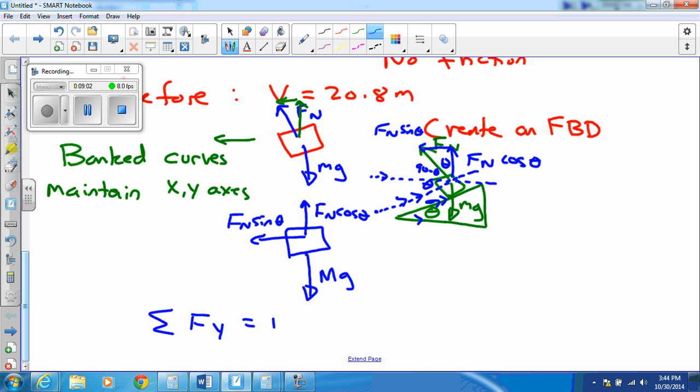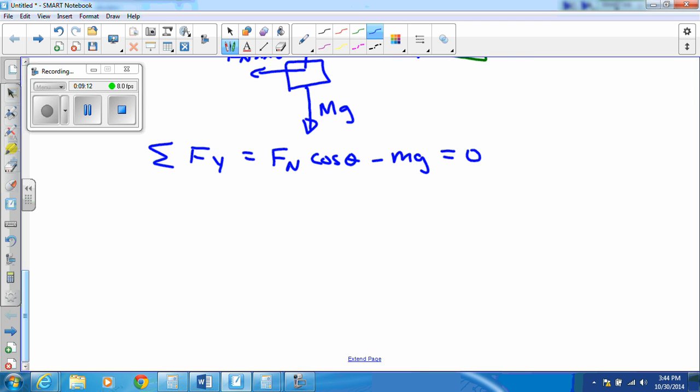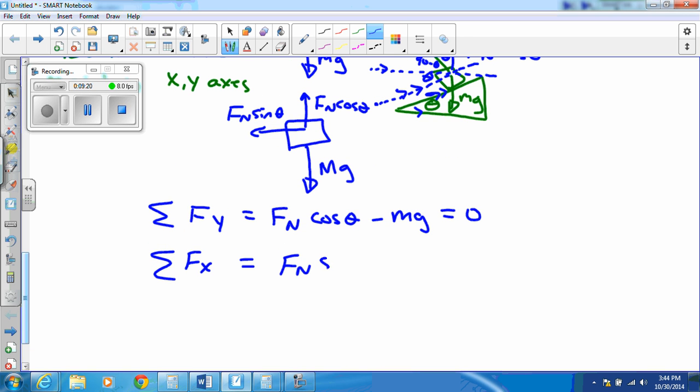This allows us now to do sum of forces. And if I do sum of forces in the y direction, then I get Fn cosine theta minus mg, and that sum of forces has to be equal to 0. And if I do sum of forces in the x direction, there's only one force acting, and that is Fn sine theta. And that has to be equal to the acceleration needed to force the car to move in a circle, which is going to be mv squared over r.